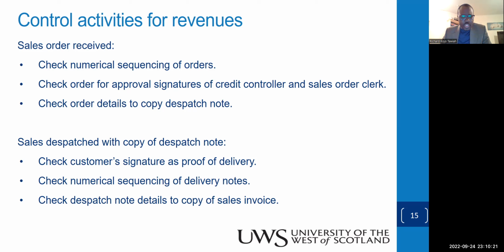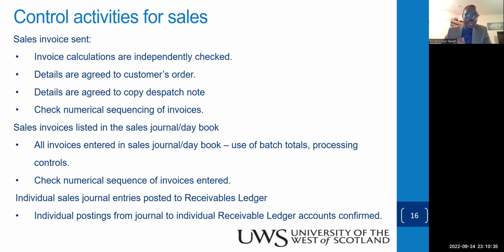Okay. We also check dispatch note details to the copy of the sales invoice, a form of three-way match. So the dispatch note to the sales invoice and even to the order which was placed by the customer. So it's like doing a three-way match on the other side for the customer. For purchases on our own side, we do the three-way match. Other control activities for the sales invoice: once we send the invoice to the customer, do some arithmetic and independently check the calculations. Make sure you have agreed the details to the customer's order and send a copy of these details to the customer with the dispatch notes.